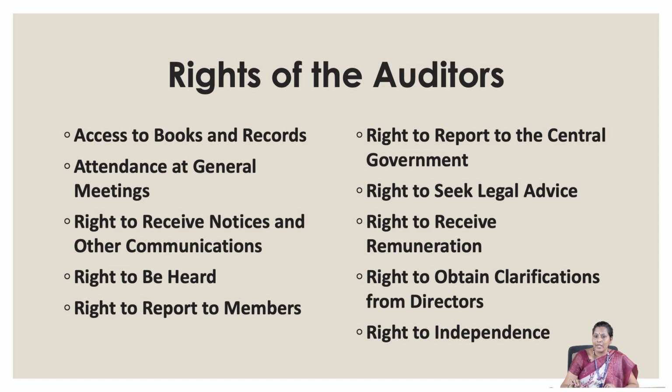And the auditor has the right to get remuneration for the work that they are doing. The remuneration would be fixed by the members in the annual general meeting. So they have the right to receive the remuneration, to the extent that has been fixed by the company in its general meeting. And wherever they have doubts and need more explanation and clarification from the directors of the company, it is mandatory that the directors give the right clarification to the auditors.